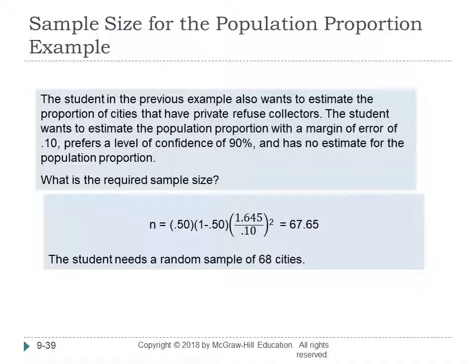Because we don't have an estimate for the population proportion, we're using 0.50 here. The sample size is 0.50 times 1 minus 0.50 times the z value, which for 90% is 1.645, divided by the margin of error, which is 0.10, everything squared. If you do the calculation, you should get 67.65. Of course we round up, so the student needs a random sample of 68 cities.